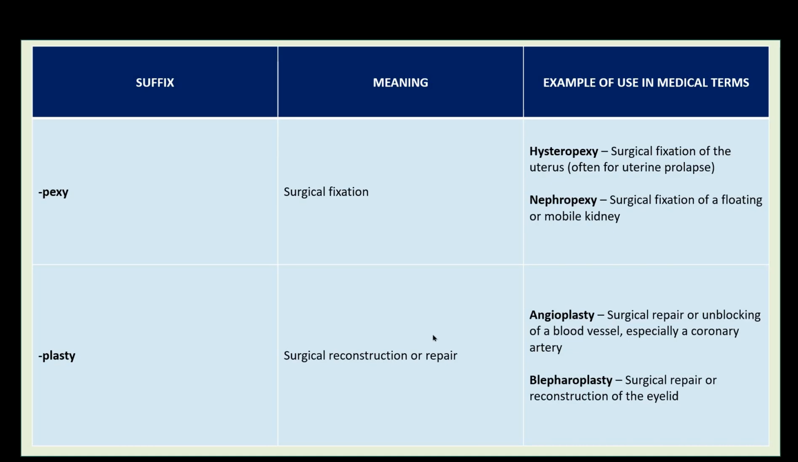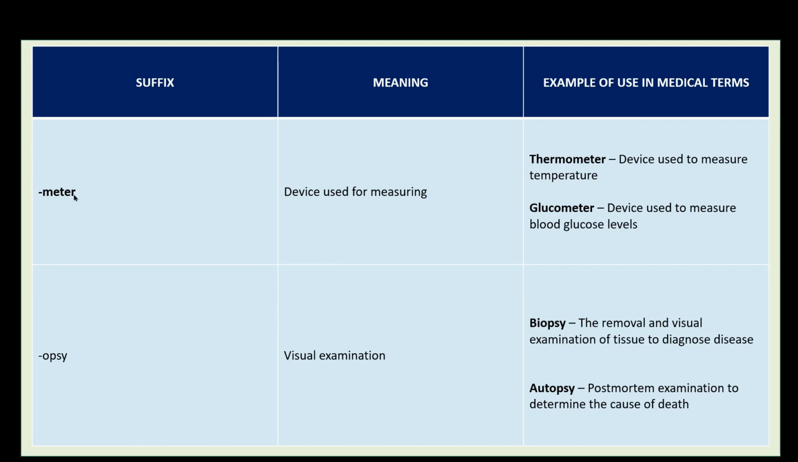Alright, so now let's move to the next suffix, that is meter. And I'm sure this is something that you all know, because this is a most commonly used suffix. Meter means device used for measuring. So whenever there is any device which is used for measurement, in that situation we will use the suffix meter. For example, thermometer, a device used to measure temperature. Glucometer, a device used to measure the blood glucose level.